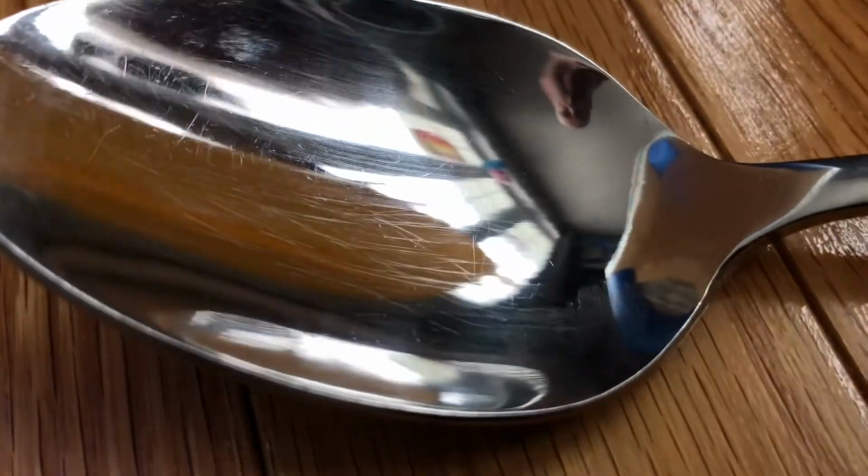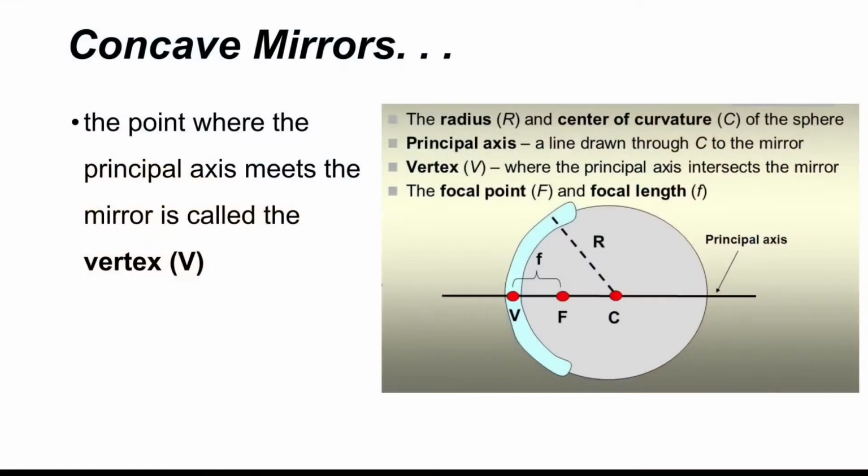To determine imagery in curved mirrors, we definitely need to determine where the focal point is in these curved mirrors, whether they are concave or convex. Our next little video will show you how you can determine the focal point using a simple ray box design.